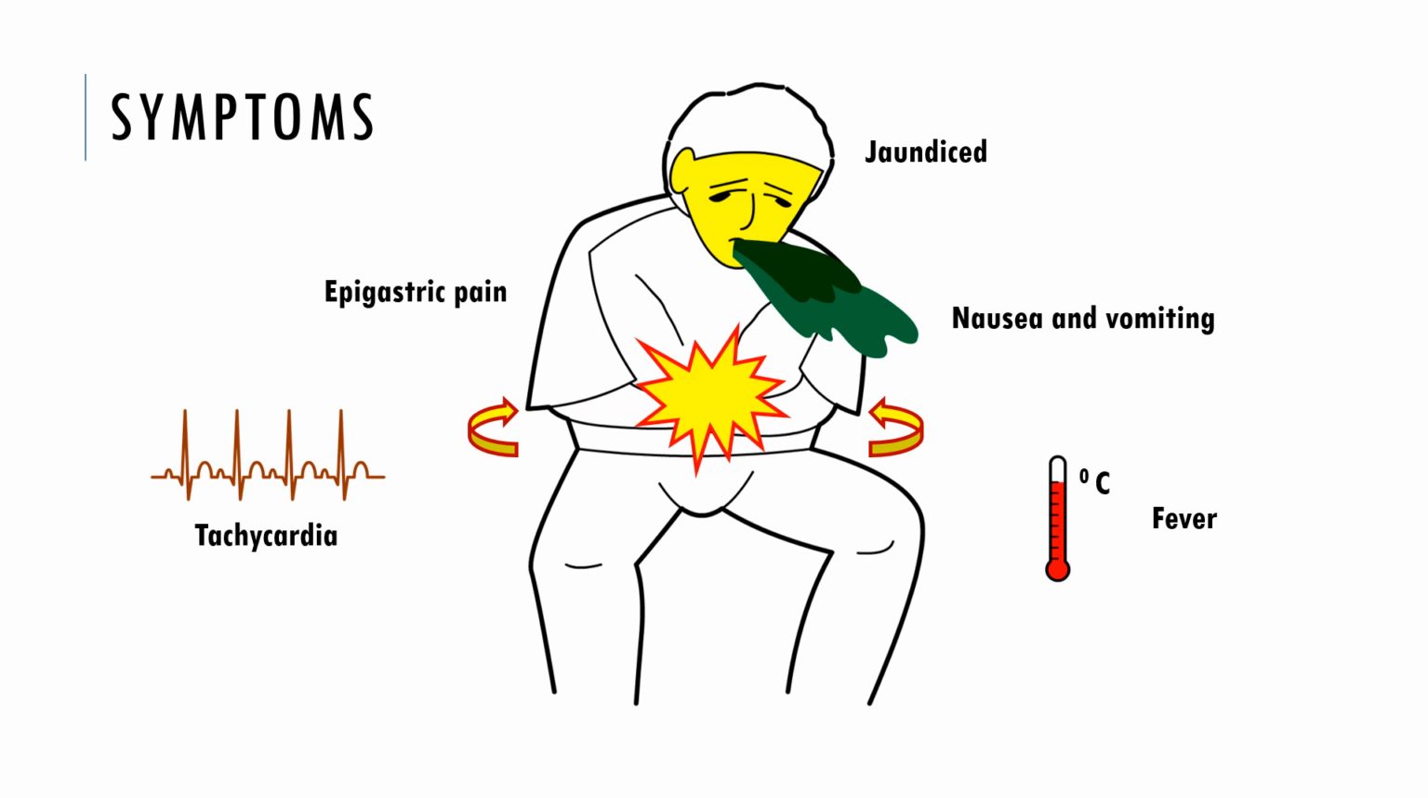In severe cases, a faint blue discoloration around the umbilicus may be found, known as Cullen's sign, and also a red-purple or green-brown discoloration of the flank, known as Turner's sign.